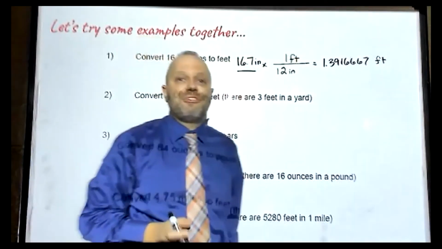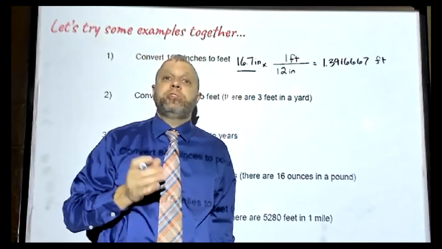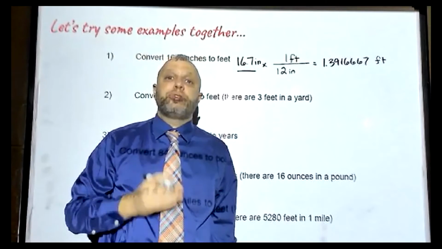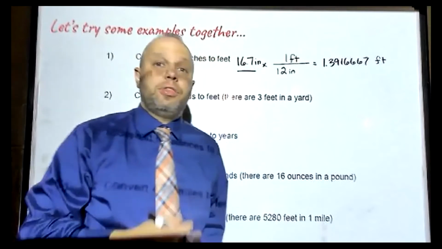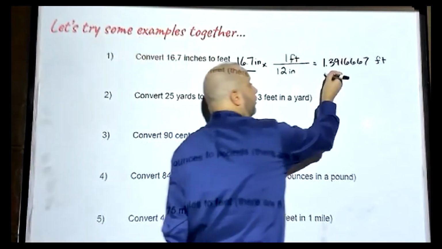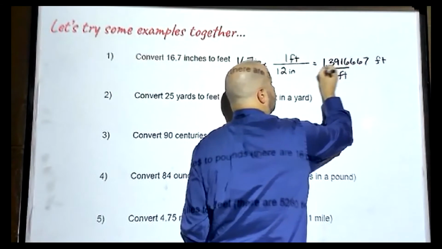Use the number out front to determine your number of significant figures. So the number 16.7 has 3 significant figures in it. That means our answer is limited to 3 significant figures. So this will turn out to be 1.39 feet.